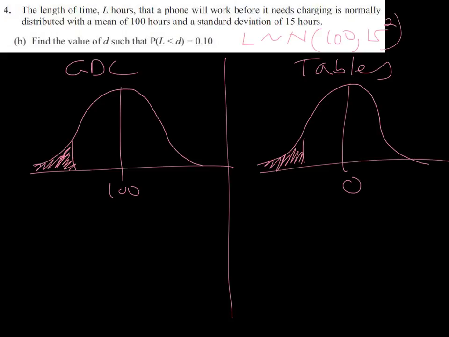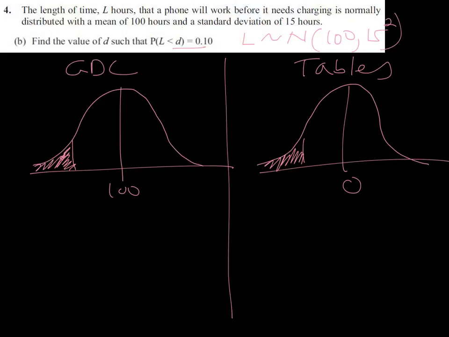For part B, again, there are two different ways that you can approach this, and I'll start again by going through the GDC approach because it is the most straightforward. So in part B, we are trying to find the value of D such that the probability that the random variable L is less than D is 10%. Unlike in the first question, where we were given a value and trying to find a probability, in this part we've been given the probability and we're trying to find a particular value. So we're going the other way around with the inverse.